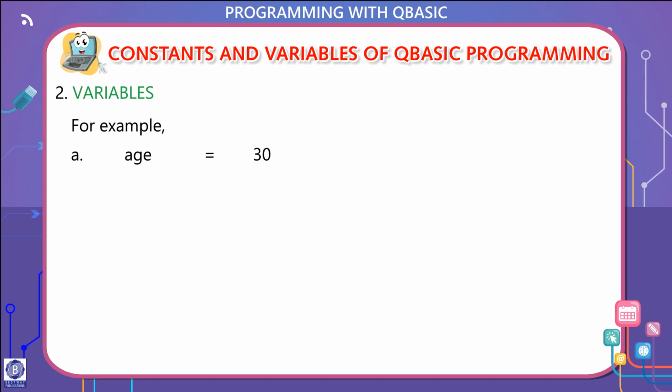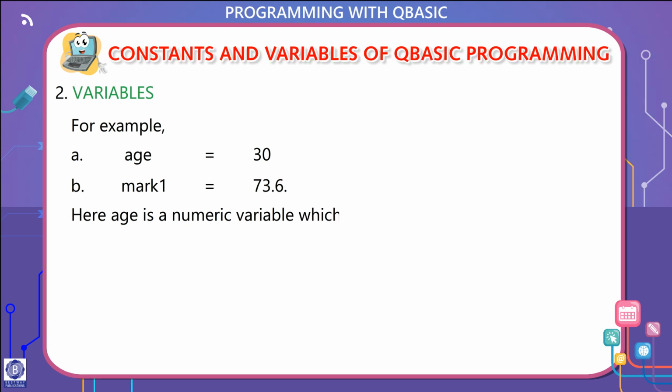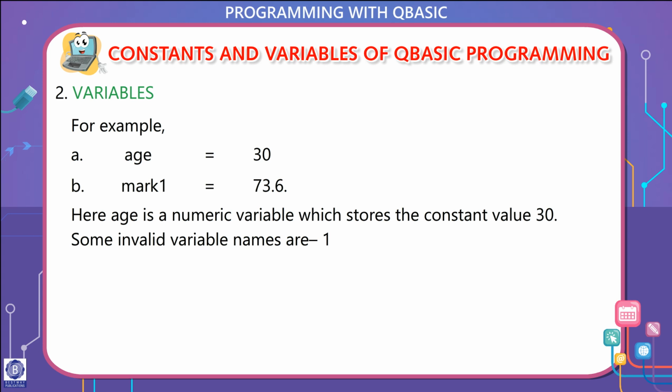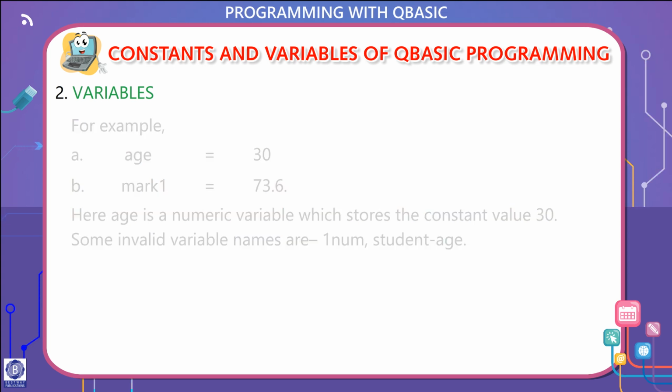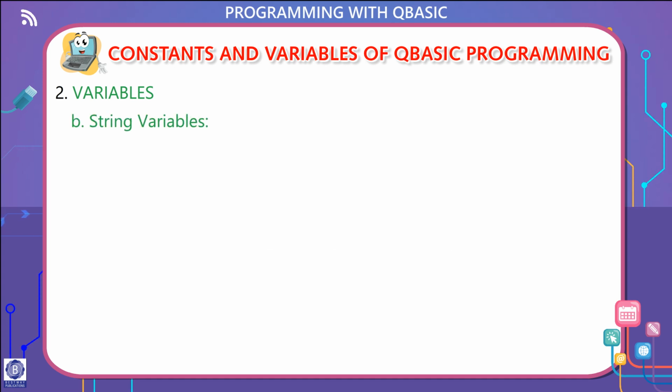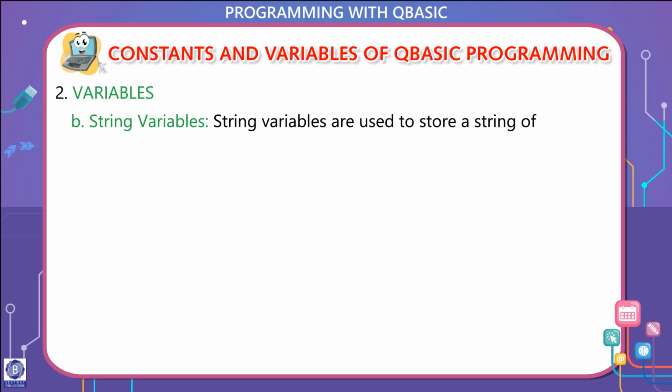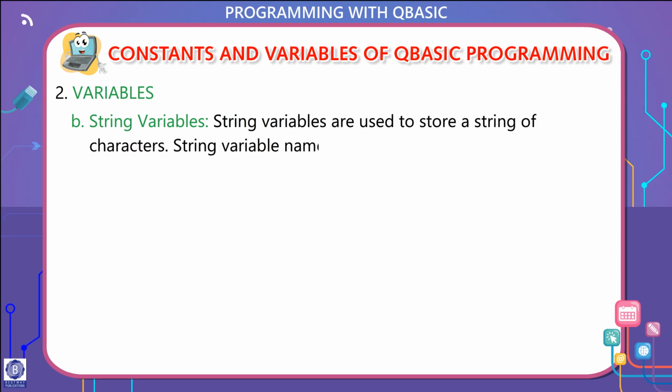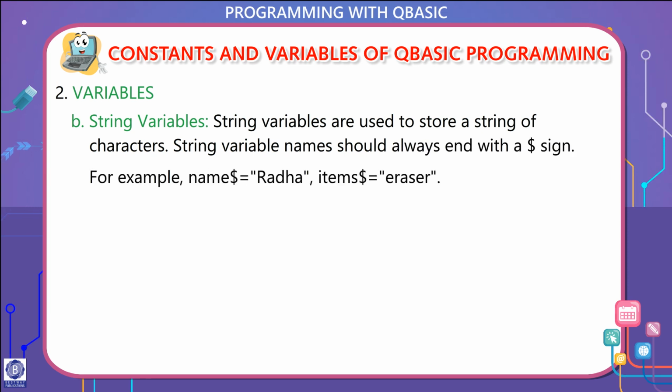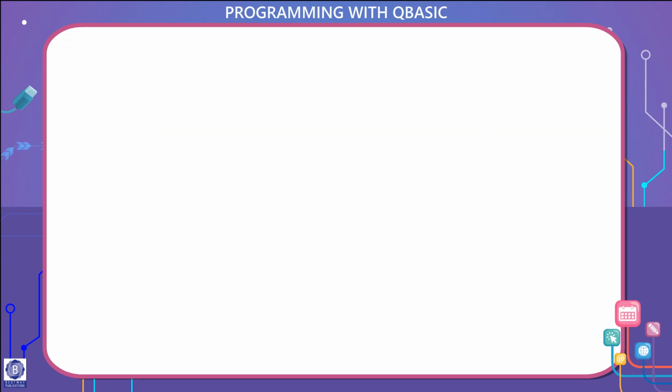For example, age = 30, mark1 = 73.6. Here age is a numeric variable which stores the constant value 30. Some invalid variable names are 1num, student age. B. String variables. String variables are used to store a string of characters. String variable names should always end with a dollar sign. For example, name$ = "Radha", item$ = "eraser".